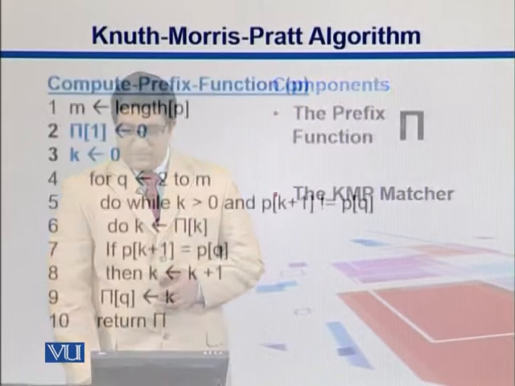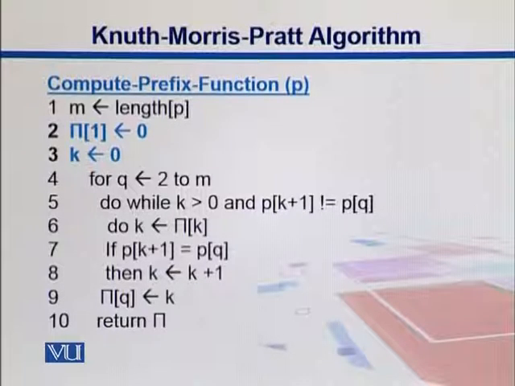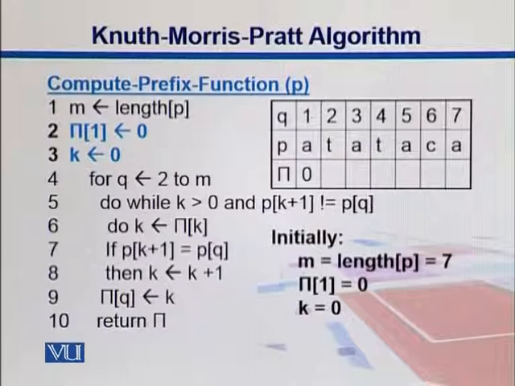First of all, we take the pattern, and this is all about the pattern, guys. Nothing to do with the text. So we take the length of the pattern and store it in a variable m. Then we have pi of 1, which is initialized to 0, and k is also 0. So right now we start with this situation, and in this table you will also see what we can have.